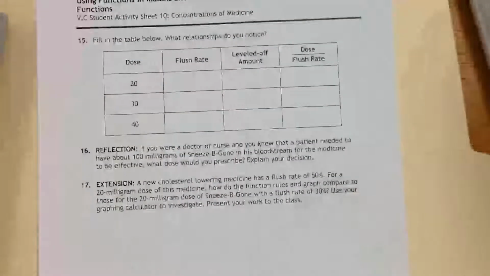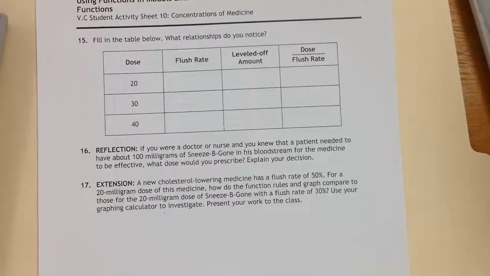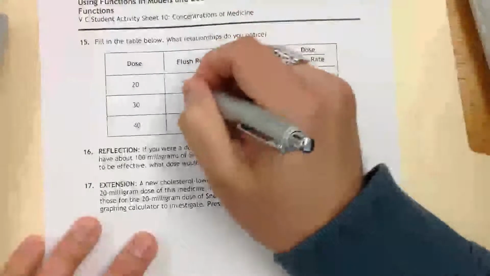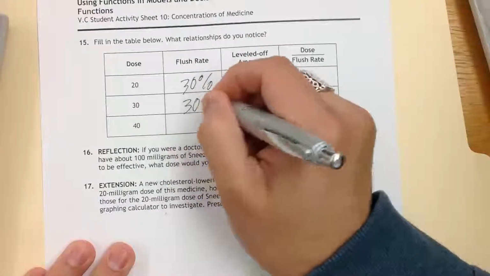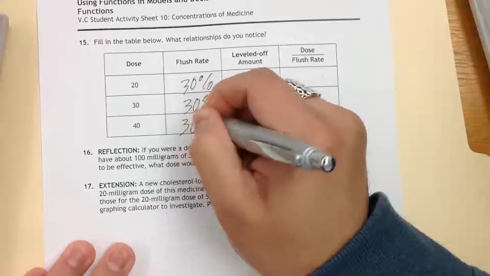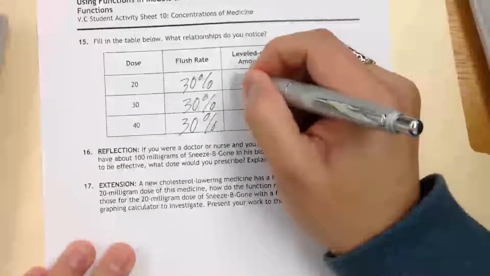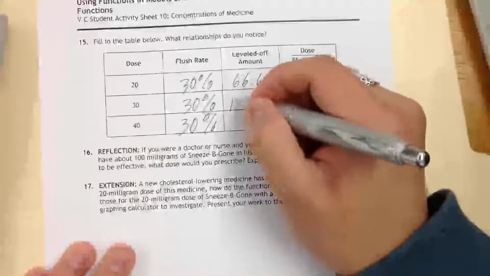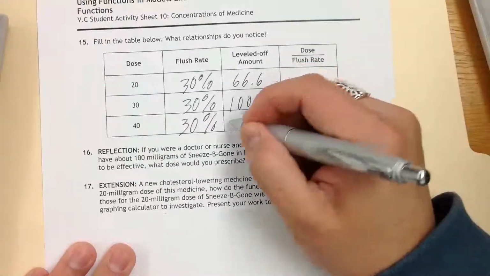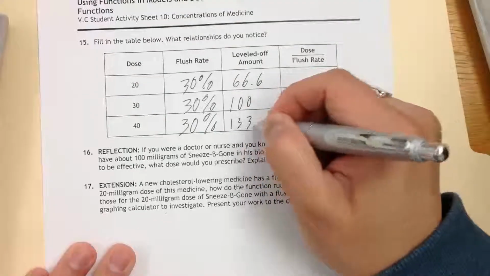Alright, so finally, I'm going to go ahead and show you one last thing. So this is what happens when you work through all the pages. When we have 20 milligrams, the flush rate is still 30%. The dosage over here is still 30%, and this one still has a flush rate of 30%. The level off amounts for these right here, this is 66.6. This one right here happens to be 100, and then this one is 133.3.